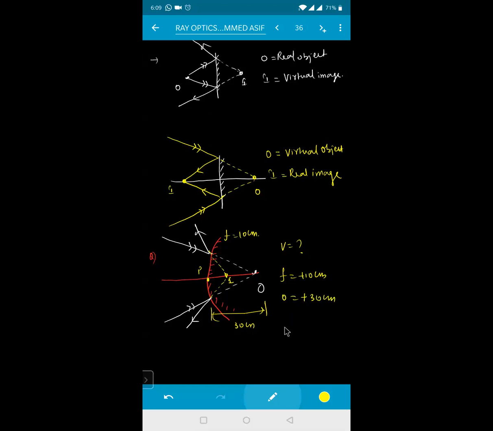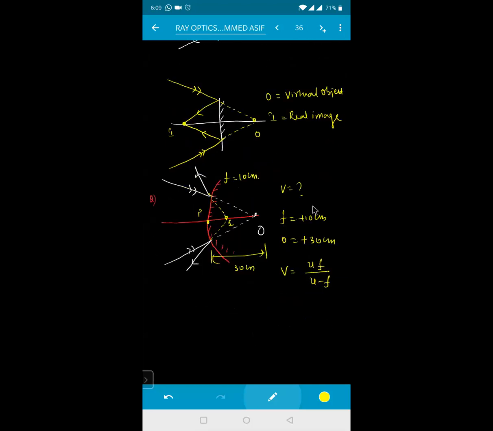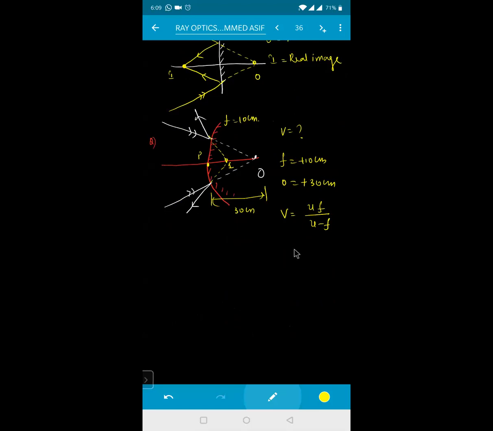We need to calculate the image. I told you just now the formula: V is equal to U into F divided by U minus F, isn't it? So that will be equal to 30 into 10 divided by 30 minus 10. So that will be equal to how much? This 0 will get cancelled. 30 into 1 is nothing but 30, divided by 3 minus 1, which is 2. So 30 by 2, that means 15. So this will be equal to 15 centimeters. So it is plus 15 centimeter.